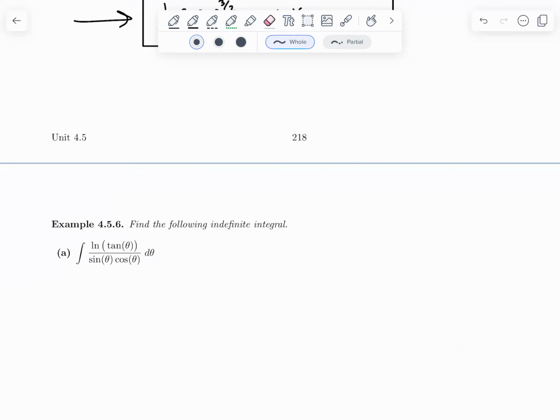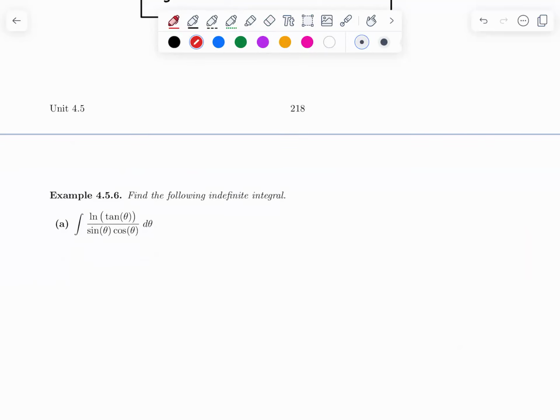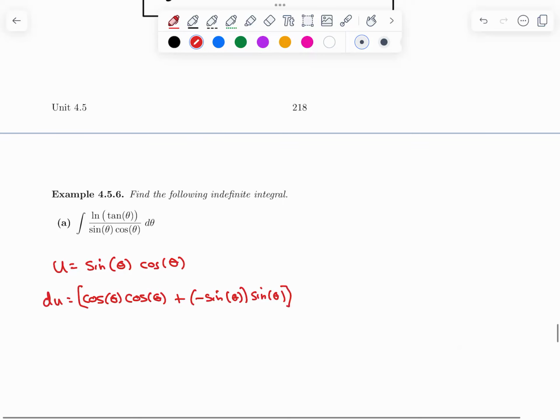So we could try to do the denominator, and let's just see where that goes for just a moment. This will not work out, but let's make u equal to sine theta cosine theta, make it equal to the denominator. If you do that, then du by the product rule would be cosine theta times cosine theta, plus negative sine theta times sine theta, and then all times d theta. And so you get du.